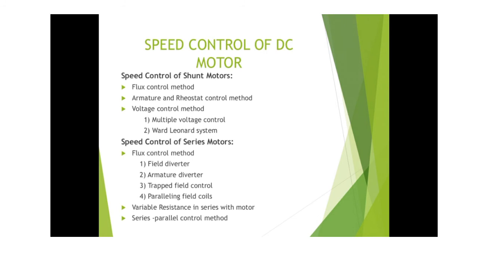Speed control of DC shunt motors can be done by using the flux control method, the armature or rheostat control method, the voltage control method, the multiple voltage control method, and the Ward Leonard method. We can control the speed of DC series motor by using the flux control method. The flux control method is again classified into field diverter, armature diverter, tapped field control method, paralleling field coils, variable resistance in series with motor, and series parallel control method.